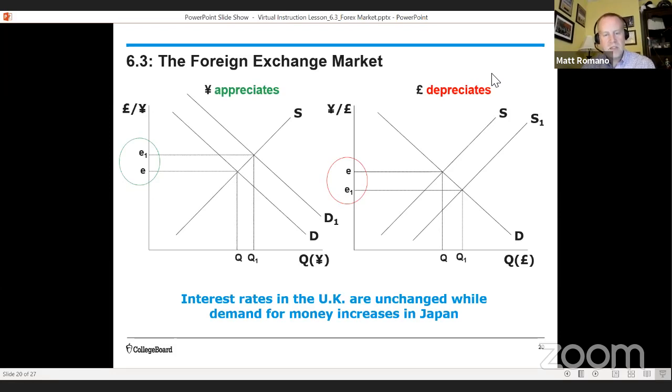And again, this goes back to what we said a few slides ago. Relative interest rate changes will cause changes on the foreign exchange market. Money is going to chase after those higher interest rates. That's an easy phrase to remember, and it's generally going to be true because people are looking to get those higher returns on financial assets.